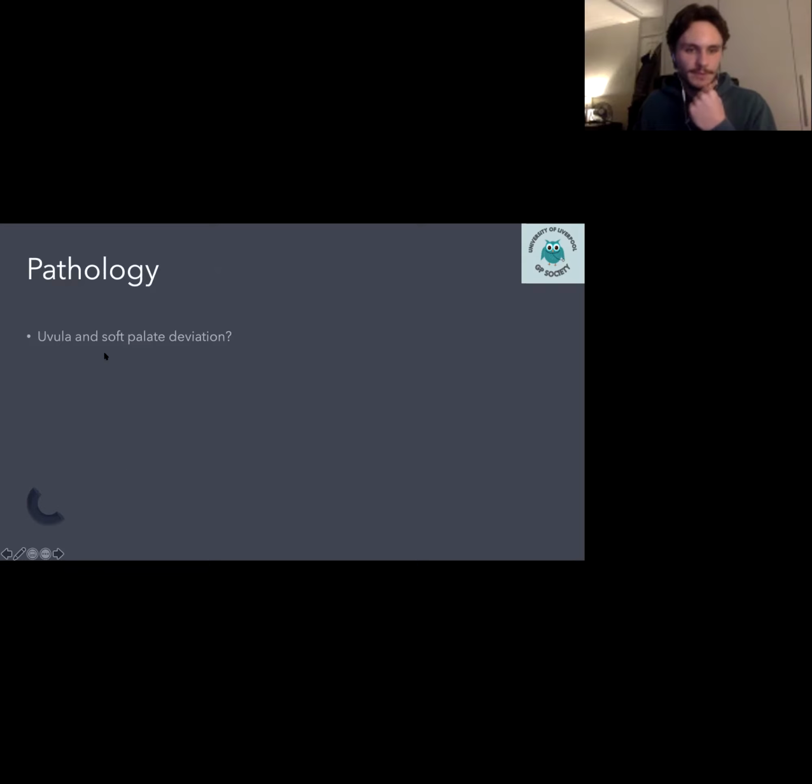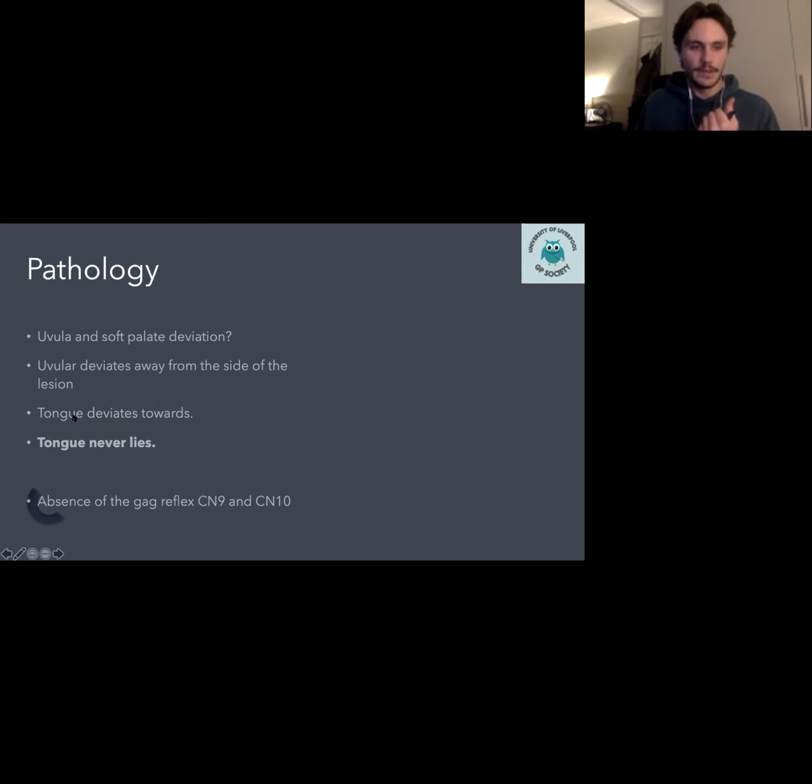So looking for soft palate deformities and uvular deviation. The uvula deviates away from the side of the lesion. The tongue deviates towards the lesion. So the tongue never lies is the way to remember this. Apparently the uvula does lie.